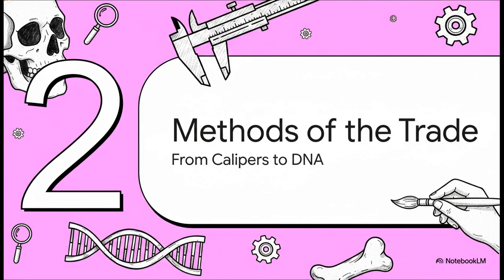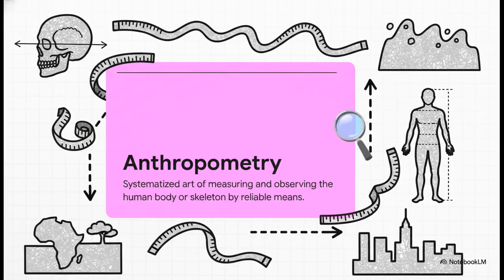Moving to Section 2, Methods of the Trade, from calipers to DNA. You definitely need to memorize this concept. Anthropometry literally translates to the measure of humankind. It's the foundational, universally applicable method we use to assess human morphological variation. We use standardized landmarks, like the Frankfurt horizontal plane for the skull, to ensure that a measurement taken in a lab in New York is exactly comparable to one taken in the field in Kenya. It's inexpensive, it's non-invasive, and it is completely fundamental to our entire discipline.